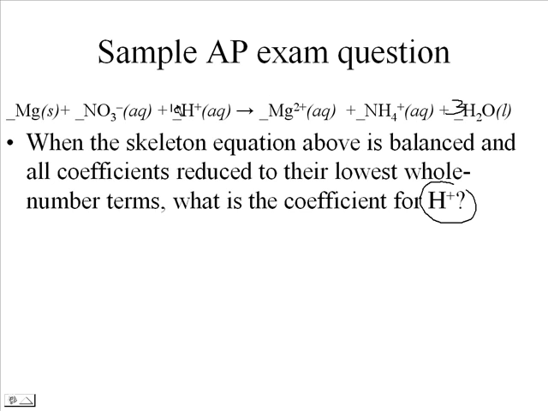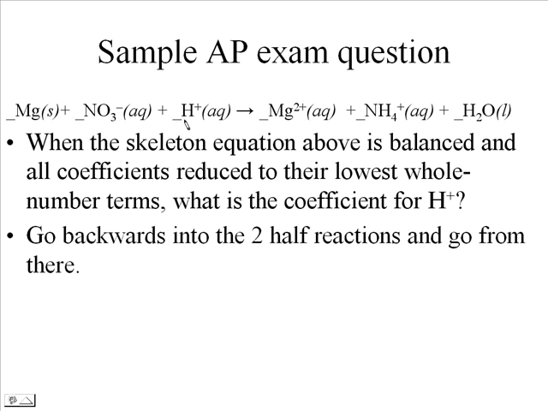Now that might work. However, if you look at charges, let's see if it actually does. Here you've got a -1, and here you've got a +10. So that gives you a total charge of +9 on this side. On our right-hand side, we have a +2 and a +1. That makes it a +3. If the charges don't match, then the equation doesn't work. The answer to this question is not 10.